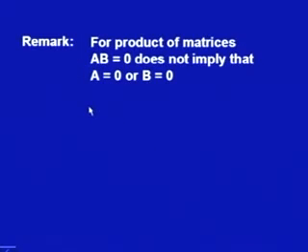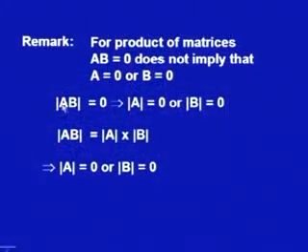There are certain remarks. One thing is that for product of matrices, AB equal to 0 does not imply that A is equal to 0 or B is equal to 0. This is the result which we have seen when we were discussing matrices, that it is quite possible that A and B, none of them is 0, but their product AB is 0.